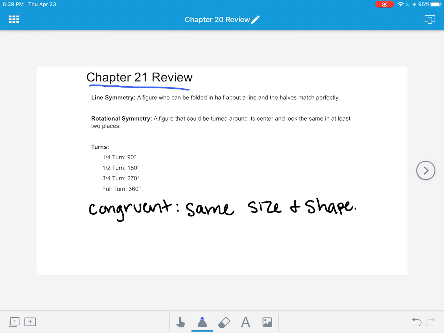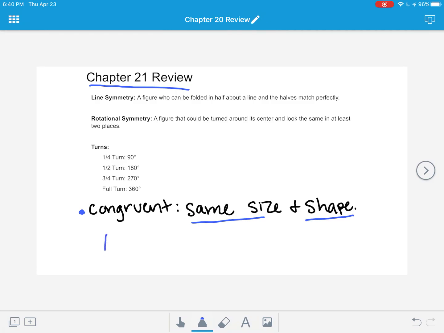One term that we started off with the chapter was congruent figures. Just as a reminder, that means the same size and shape. We don't have any practice problems for that here on the review, but there is one question on the test that asks which figures are congruent. So just remember that congruent figures means the same size and shape.